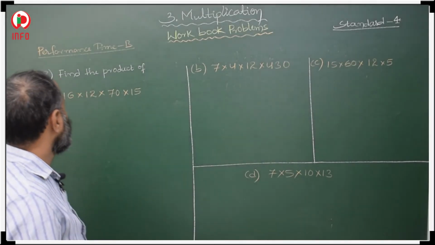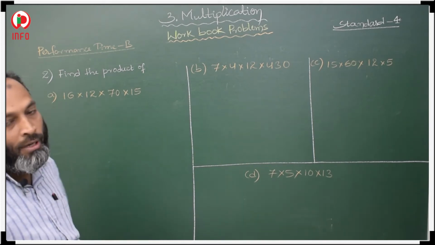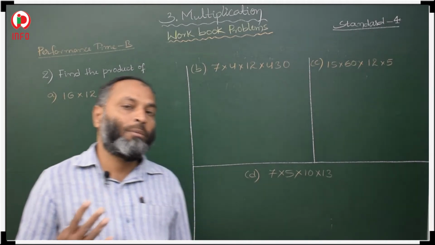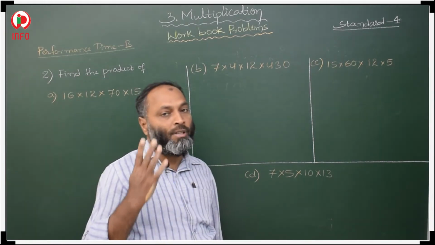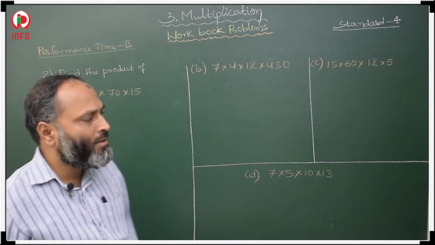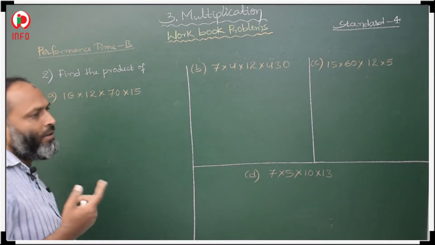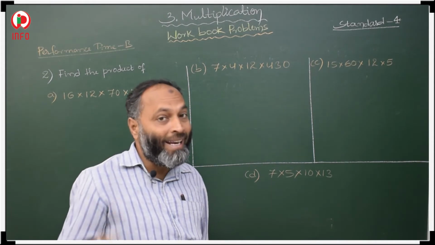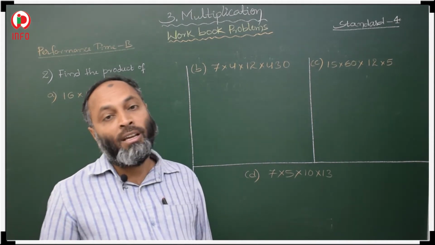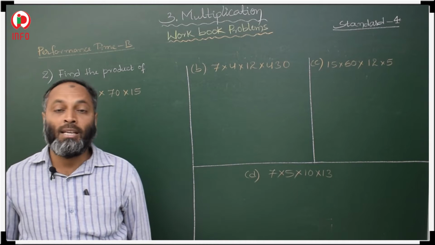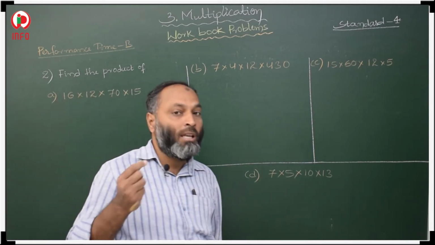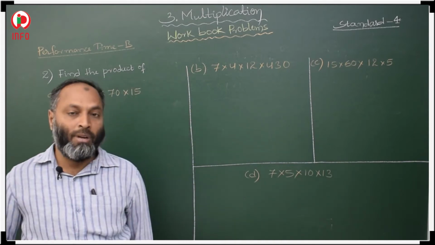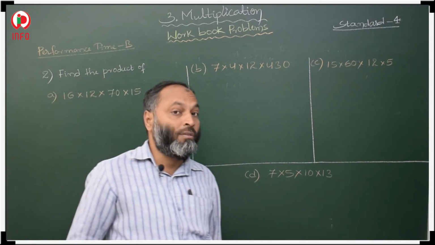Yes, now students, in the second, find the product of these 4 numbers. Here 4 numbers are given, so we have to find the product of these 4 numbers. We have to think about the easiest way to do it, and rearrange and do it in that way. Search for the easiest way. First you arrange the multiplicands, and after that you multiply.